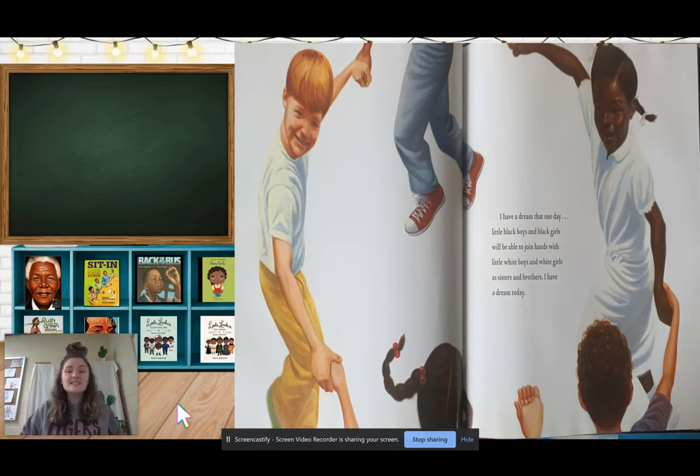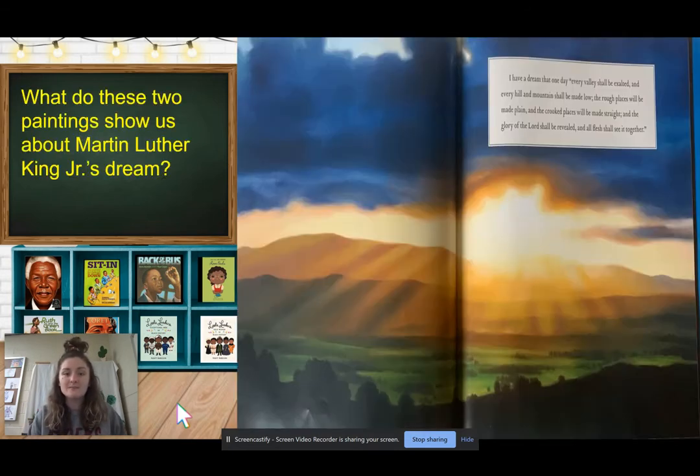Let's get settled. Remember that active listening, you don't have any distractions around you, and you are focused on growing your knowledge about our civil rights heroes. All right, I have a dream that one day little black boys and black girls will be able to join hands with little white boys and white girls as sisters and brothers. I have a dream today. I have a dream that one day every valley shall be exalted, and every hill and mountain shall be made low. The rough places will be made plain, and the crooked places will be made straight. And the glory of the Lord shall be revealed, and all flesh shall see it together.